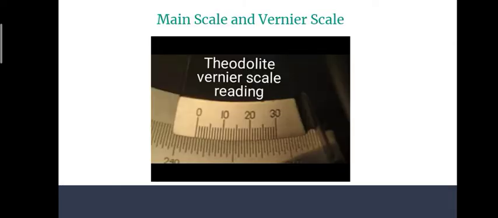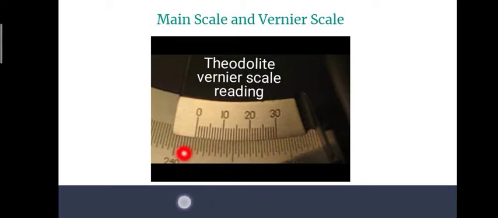So this is how the plate or the reading graduations look on the theodolite. You see this upper plate is called the vernier scale, 0, 10, 20, and so on. Below you can see the lower plate, which is called the main scale. Understand, the upper scale is called the vernier scale and the lower plate is called the main scale.